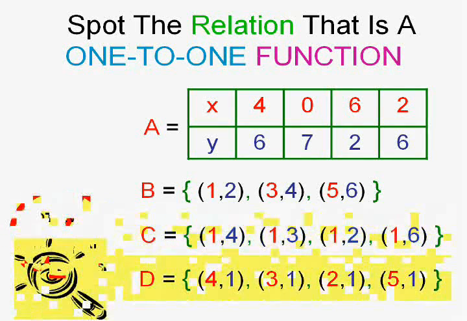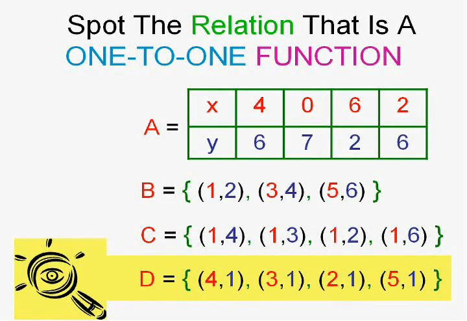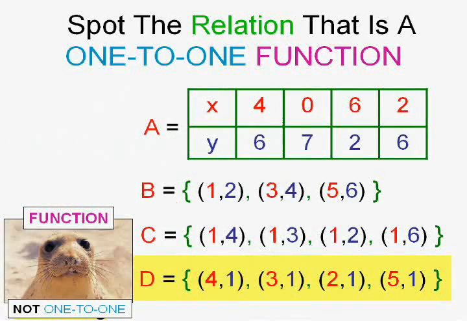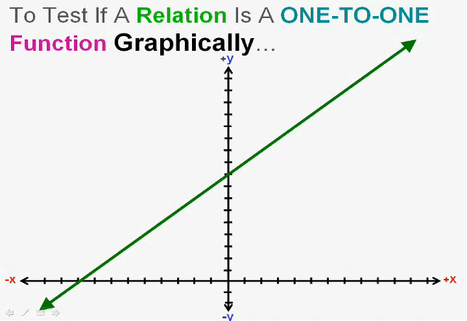Now, in D, it looks like all the x's are different. So we do have a function. It works in the forward direction. But if you look at the y's, the y's are not all different. In fact, they're all the same. So while we do have a function here, we do not have a one-to-one function. Getting the idea?